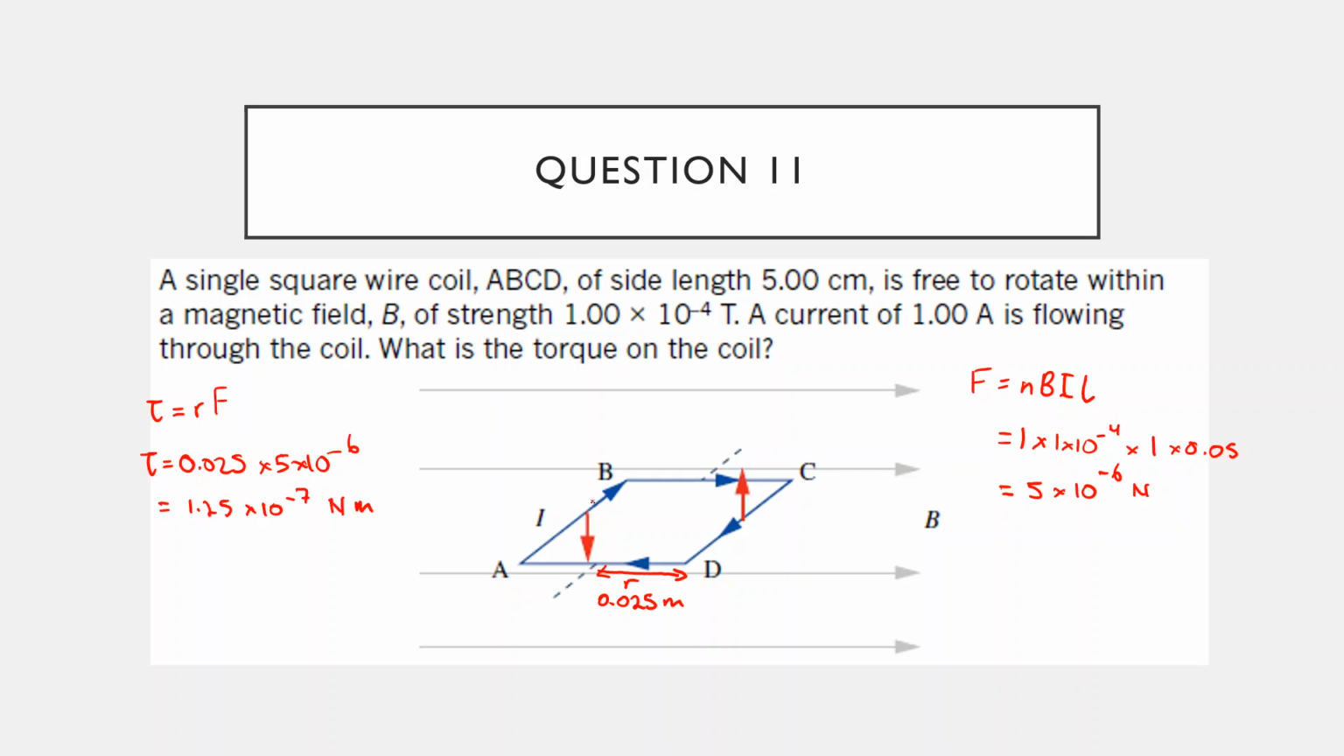However, we've also got the other side AB to worry about. We've just worked out the torque on CD. If you want the total torque on the coil, you've got to multiply this torque by 2, because there's two sides that are applying opposite torques, making it rotate. So multiply that by 2, you get 2.5 times 10 to the negative 7 Newton meters.